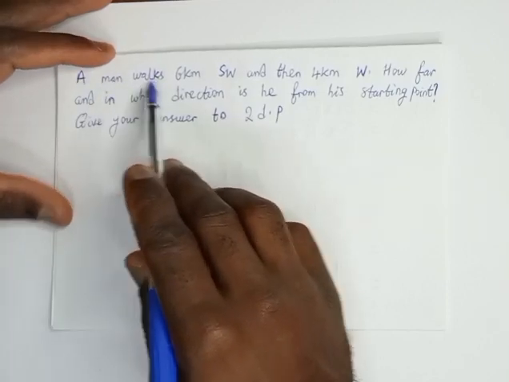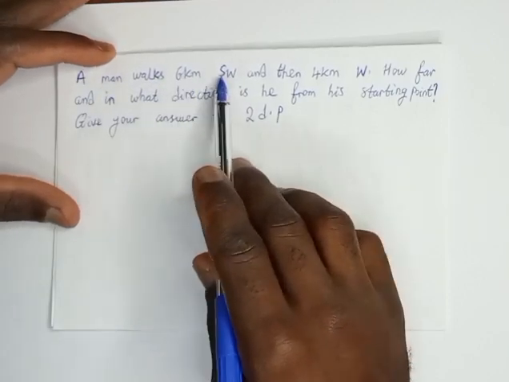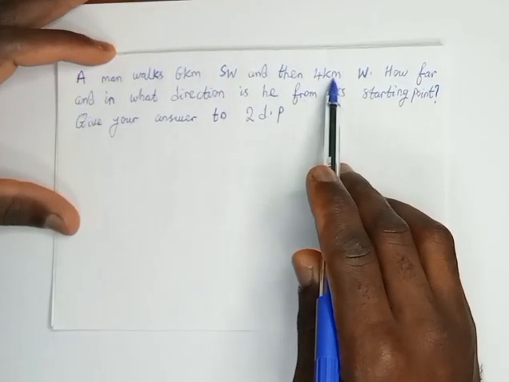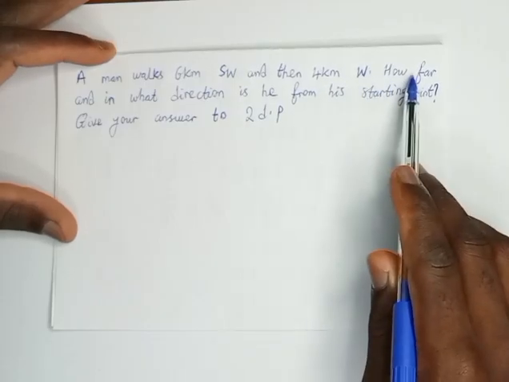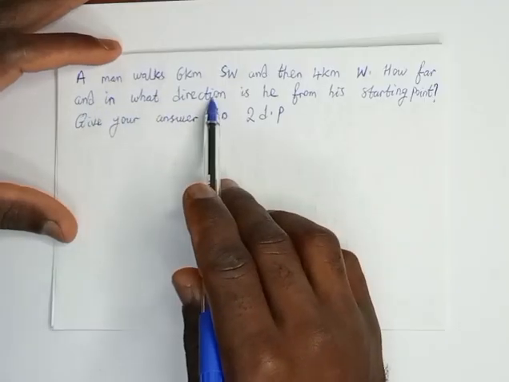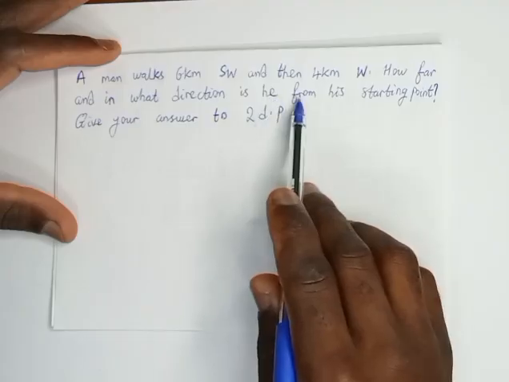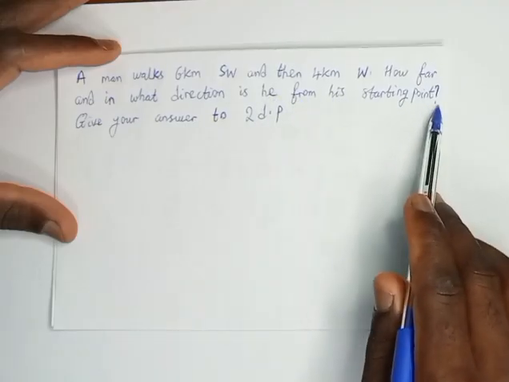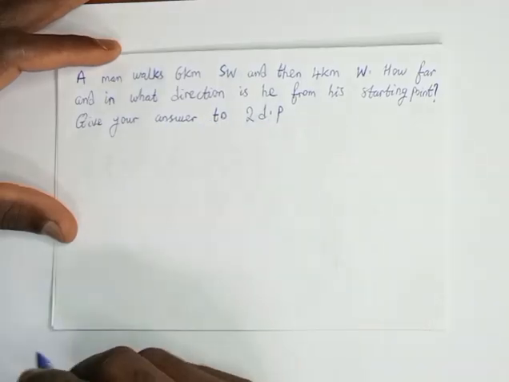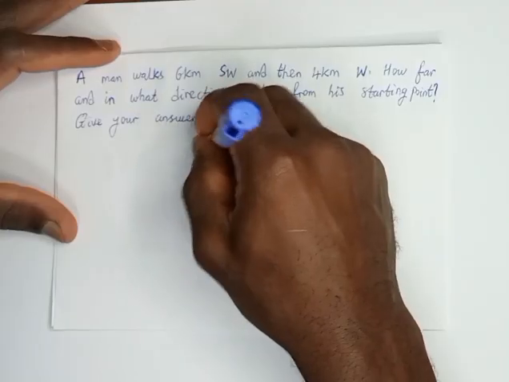A man walks 6 kilometers southwest and then 4 kilometers west. How far and in what direction is he from his starting point? Give your answer through this map, please. Click solution.